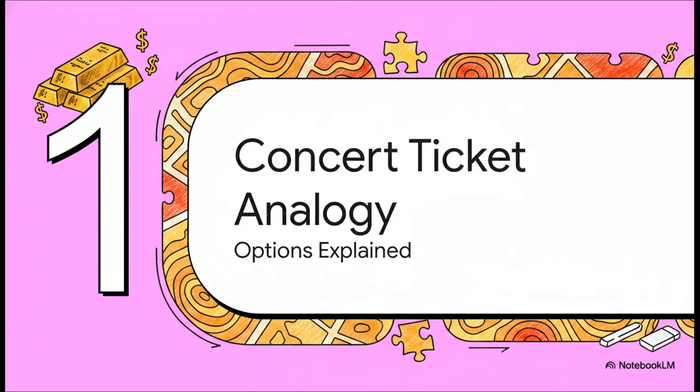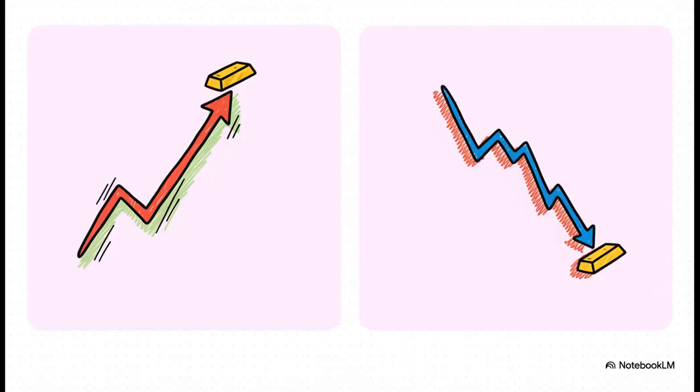All right, part one, the concert ticket analogy. Let's start with the absolute basics, because before we can read the map, we really need to know what we're mapping. To really wrap your head around options, just think of a highly anticipated concert. Let's say you pay a buddy $20 today for the right to buy his $100 ticket anytime before the show. If that show sells out and tickets skyrocket to $200, well, you use your right, you buy it for $100, and you make a massive profit.